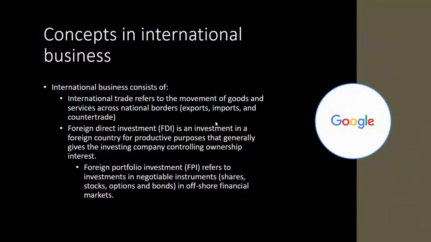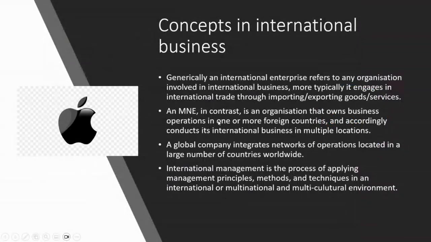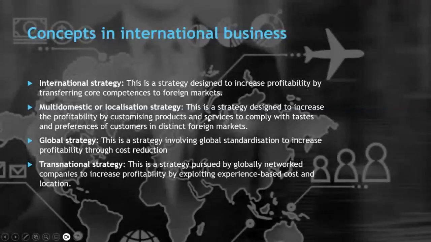In terms of international business, we know that international trade is about imports, exports. Counter trade means that if you import X amount from me, I will then import an equivalent amount from you. Foreign direct investment is where you actually invest in businesses in a foreign country. Foreign portfolio investment is where you buy shares in another country. A multinational enterprise would be places like Apple and Google, where you have a footprint in a range of countries.